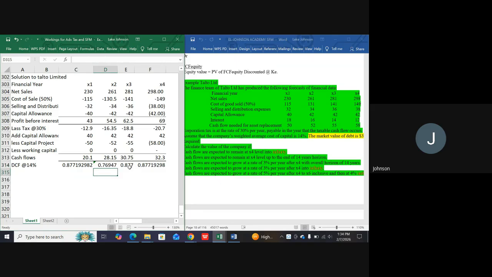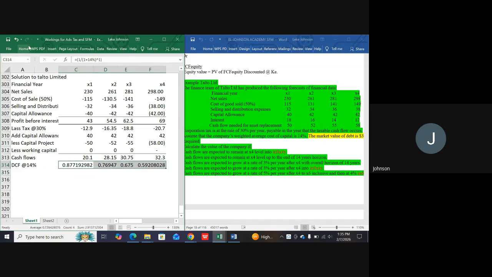Then this one also, we change our n to 3 because this is year 3. We change n to 3. Then the last one, the n here, we change it to 4. And that is it. So we have been able to get our discount factor.